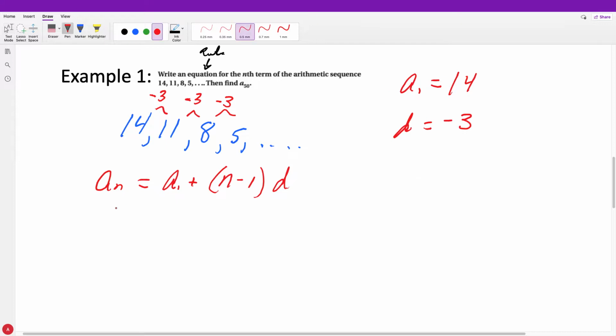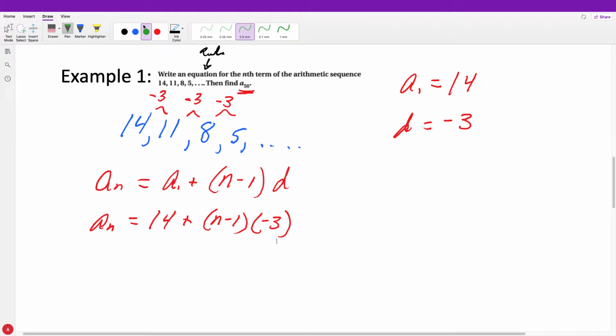All right, so now we just fill in everything that we have. Our a sub n won't change, because although they asked us to find a sub 50, the first thing we're asked to do is write a rule or an equation. So we need to write this rule out. Now we just plug in what we know. Our a sub 1 is equal to 14, so it's 14 plus n minus 1, and our difference is -3, so we substitute -3.